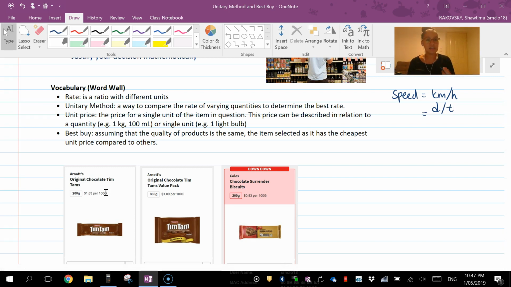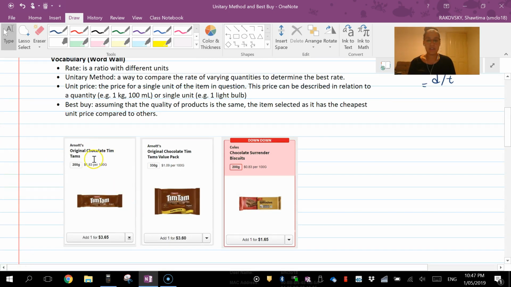So things like toilet paper, napkins, and items where you have each unit, or tea bags, it's per one bag or per piece of paper or per sheet. So the unit isn't just limited to weight and volume. Okay, so best buy is assuming that the products are the same and that you are selecting the item that has the cheapest unit price compared to others. So that's what we're looking at in this lesson.